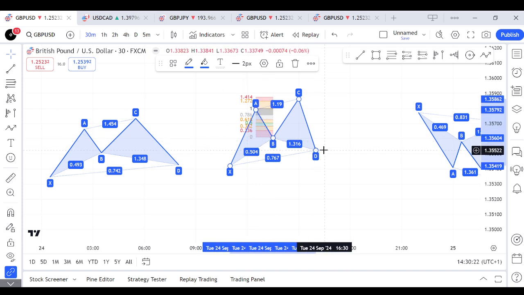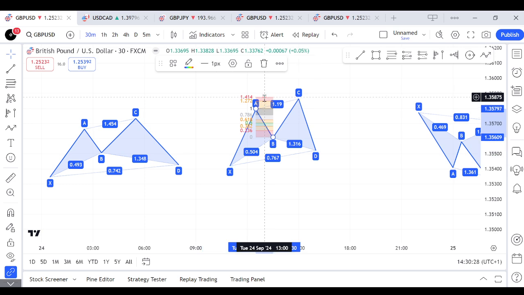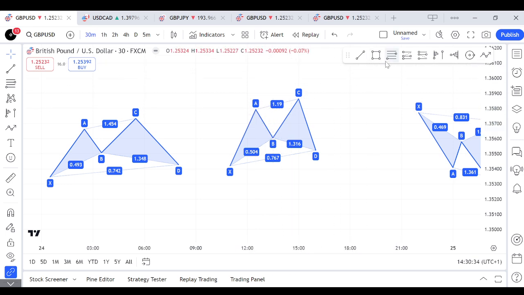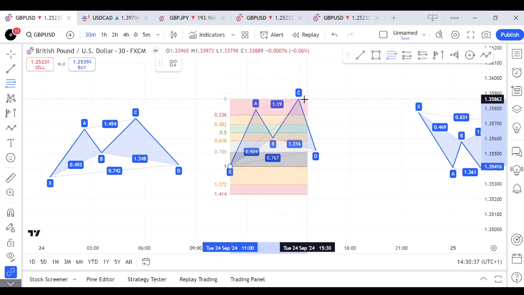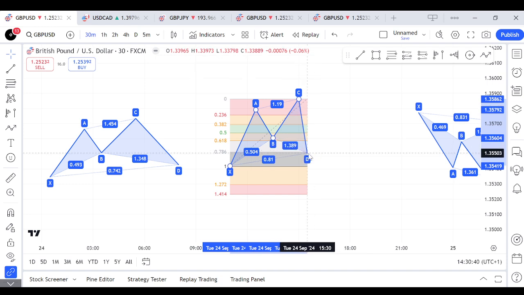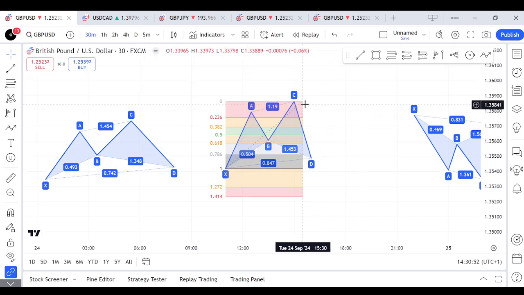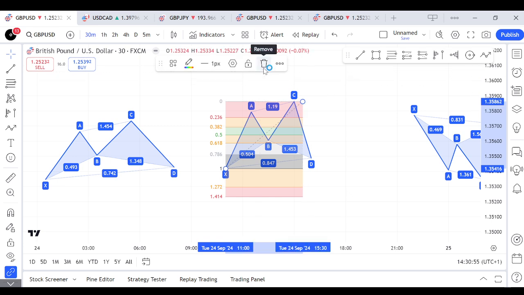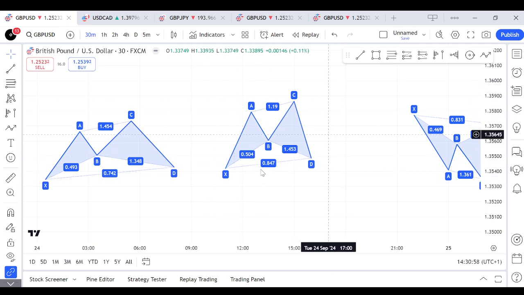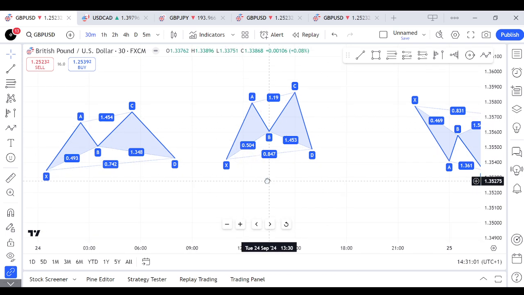And the D leg should end at the 78.6% retracement level of the X to C leg. So let me just delete this, and from the X to C, you should have the D end at the 78.6% level, as you can see. So anywhere between here to here, around here. Exactly. So this is a perfect Cypher pattern. This is how it should look, and you should follow these Fibonacci levels to accurately identify these levels.